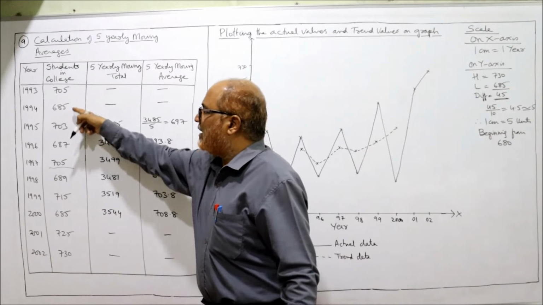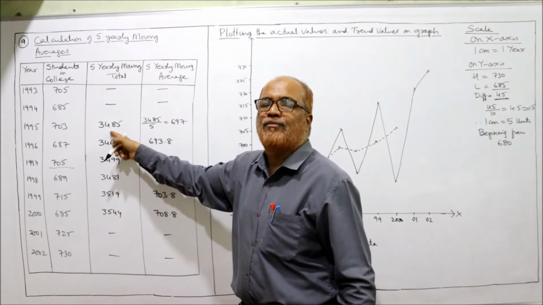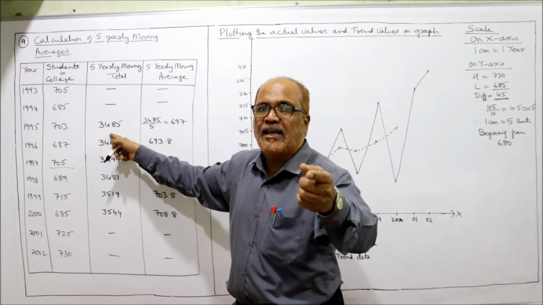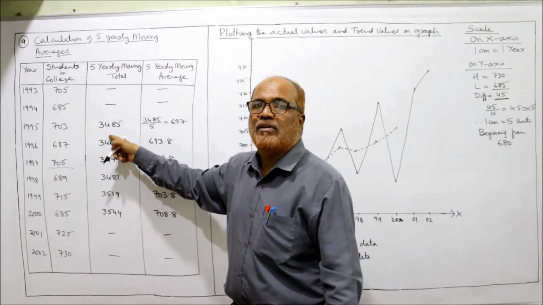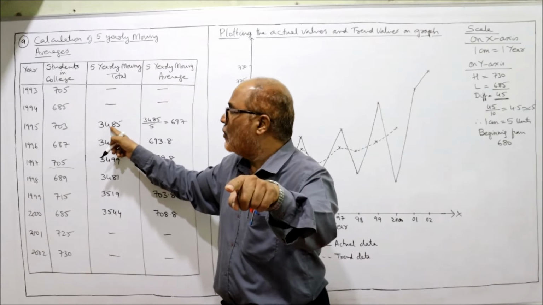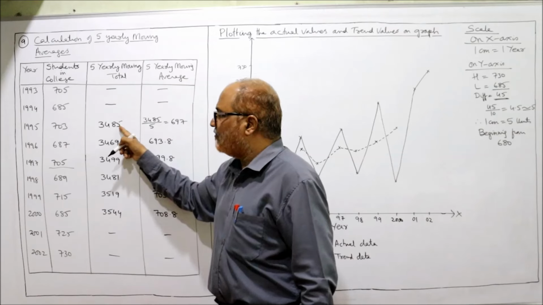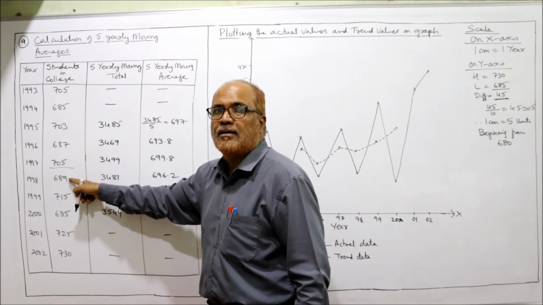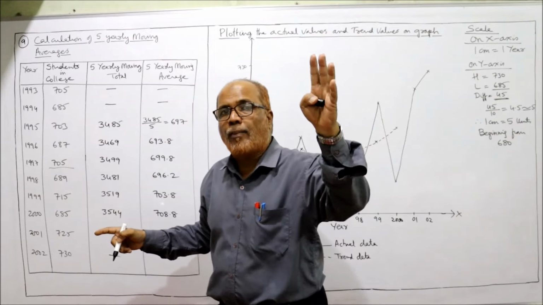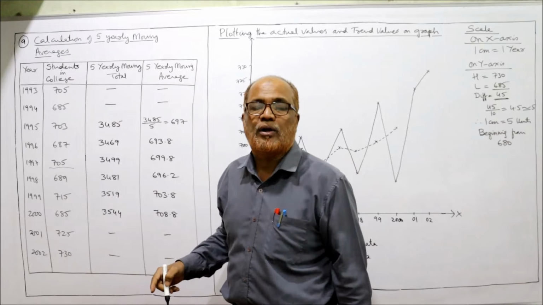The first 5 years, middle year is 1995. So against 1995, 3485. That's all. Now what you have to do is add the next value and deduct the previous value. To this 3485, add the next value. What is the next value here? 689. So 3485 plus 689 minus 705. So first one you drop and the next one you include. So easily you can find out.